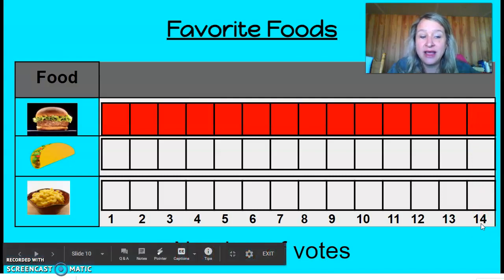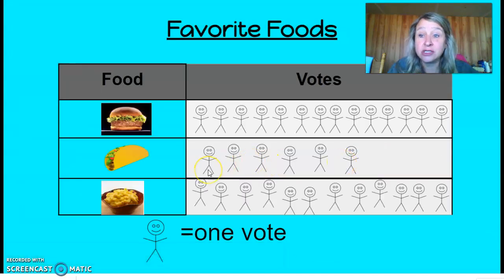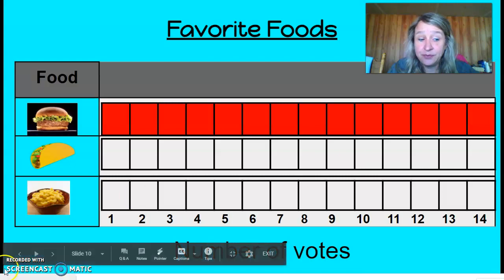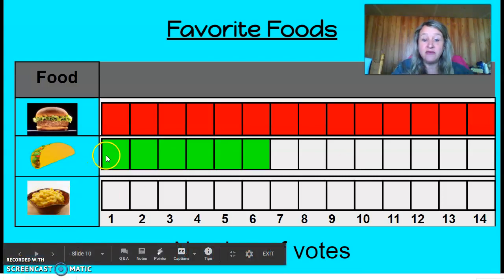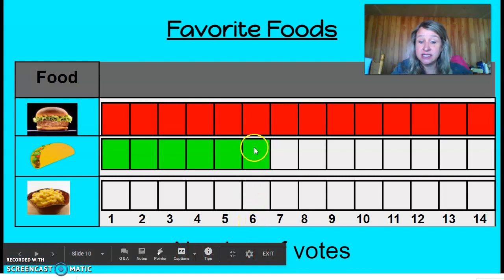How many liked tacos the best? Let's count our taco people. 1, 2, 3, 4, 5, 6. So now I need to color in 6 squares for 6 people. Now I've colored in 6 squares on my bar type graph. 1, 2, 3, 4, 5, 6, because 6 people voted for tacos. This is the 6th square, so there are 6 squares colored.